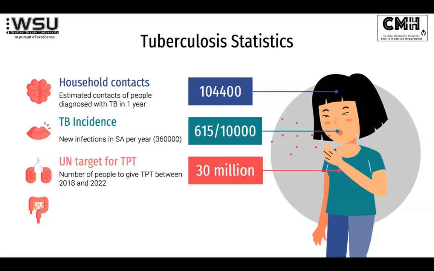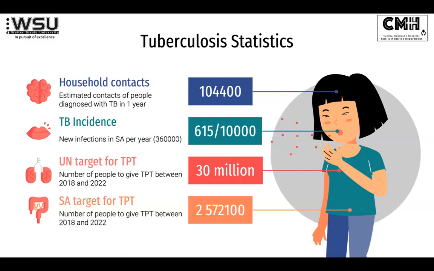In 2018 already, the United Nations set a target for TPT, a global target to try and get proper TPT coverage out there. They were looking at getting about 30 million people covered between 2018 and 2022. We have already passed that date. But at that stage, the South African target was worked out at 2.5 million over those 5 years, which is about half a million potential contacts to be given TPT.